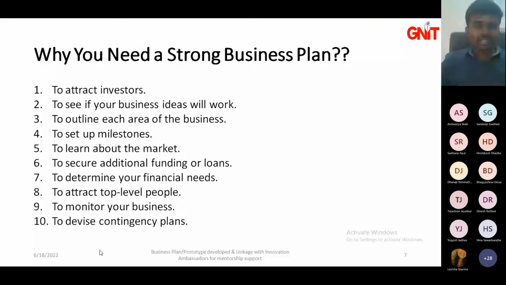Then devise contingency plans. Any failure or anything negative, you also have to plan for. If it happens, it has to be handled like this. You have to devise that. So these are the needs for a strong business plan.